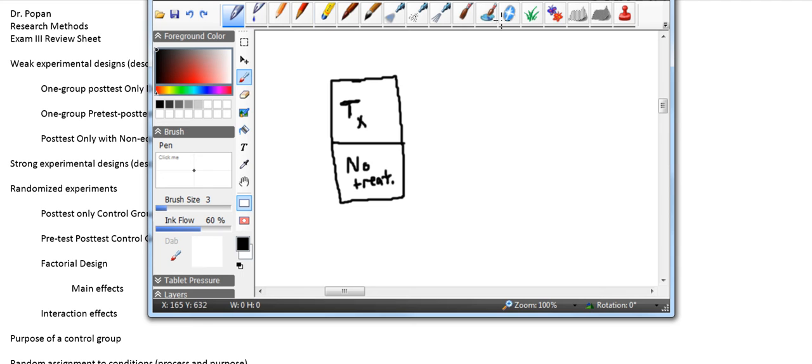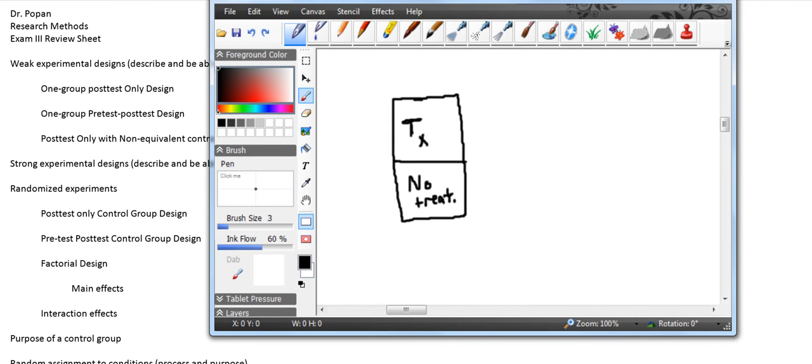Now this would not be like a true experiment in the sense of a randomized experiment, because we might expect the people who are coming into the study may differ in pre-existing ways. So when we assess the dependent variable, social anxiety, after the treatment or no treatment is administered, we won't really know, is it because of the treatment?